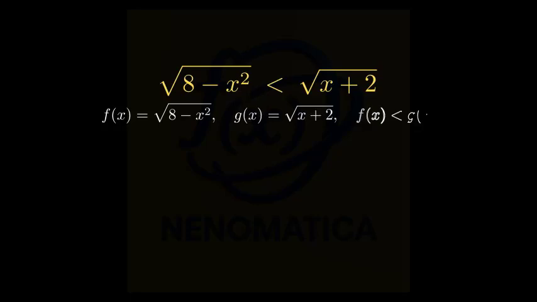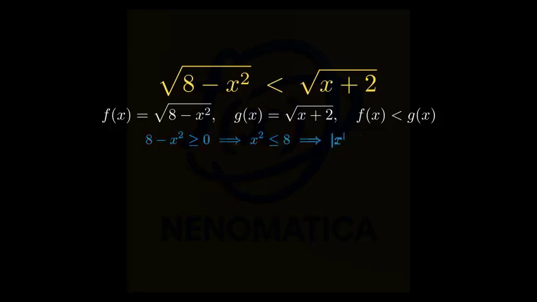In this lesson, we will solve a radical inequality step by step and visualize each rule. Let f of x be the square root of 8 minus x squared, and g of x be the square root of x plus 2. We want f of x less than g of x, with both sides defined.